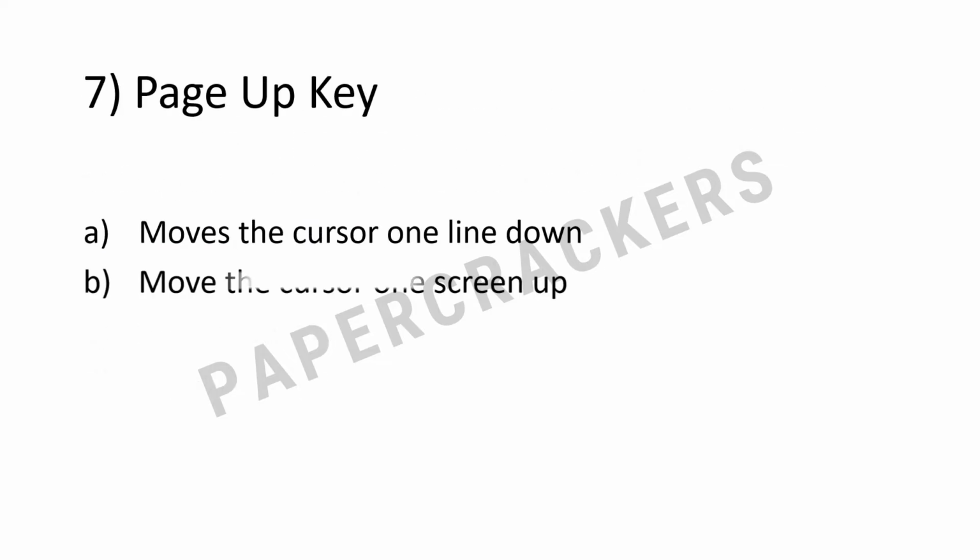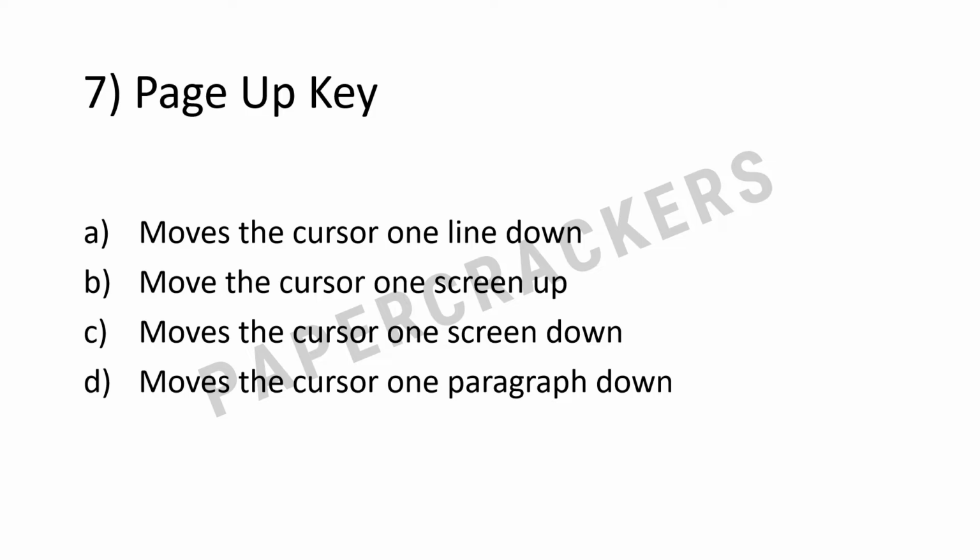नेक्स्ट क्वेश्चन: पेज अप की क्या करती है एमएस वर्ड में? मूव्स द कर्सर वन लाइन डाउन, मूव्स द कर्सर वन स्क्रीन अप, मूव्स द कर्सर वन स्क्रीन डाउन, मूव्स द कर्सर वन पैराग्राफ डाउन. जैसे कि पेज अप की अप से पता चल रहा है कि वो अप की तरफ करती है, तो इसमें जो भी आंसर हमारा अप का है वो हमारा करेक्ट होगा. मूव्स द कर्सर वन स्क्रीन अप, राइट.